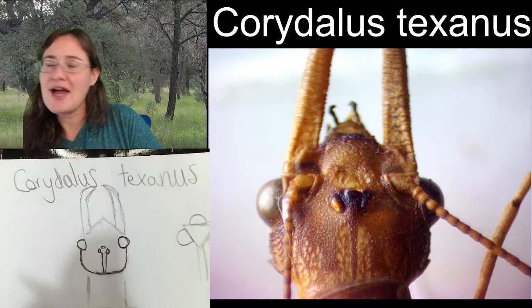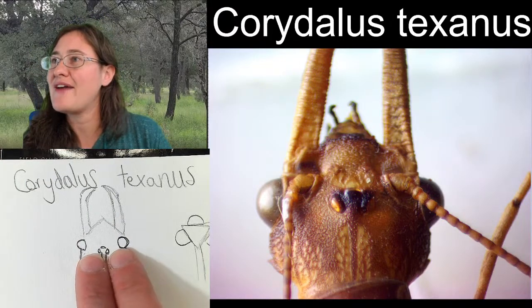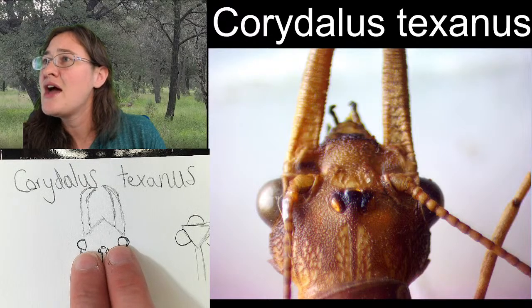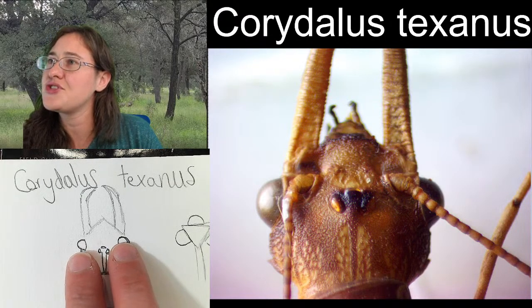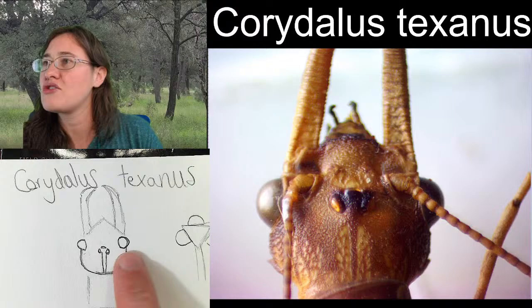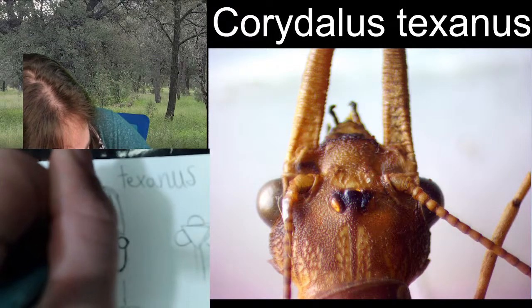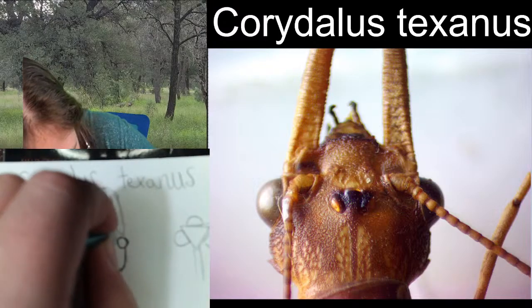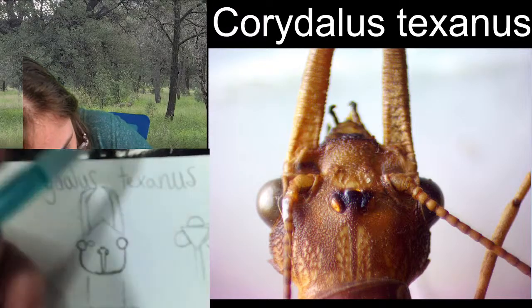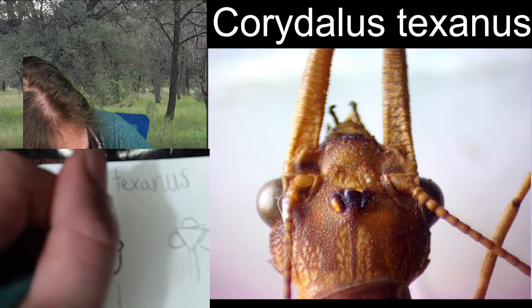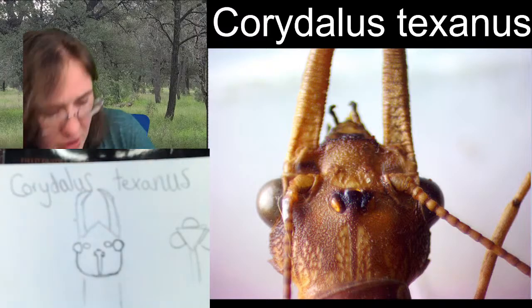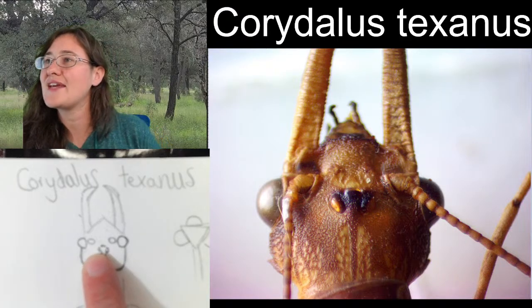Okay. Now, we want to make sure we've got our antennal sockets here. Our antennal sockets are closer to the compound eyes than the ocelli, so we're going to add them right in this region. Not touching the eye, just closer to the eye. There we go. So we've got antennal sockets.